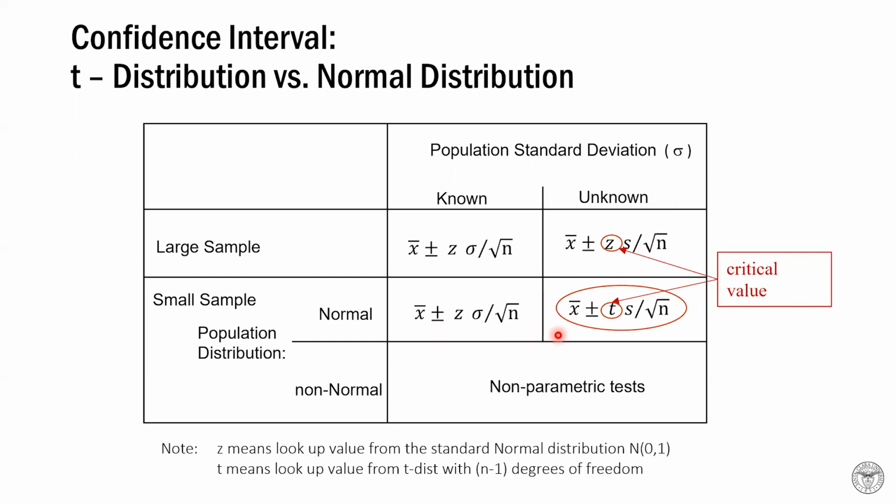If the sample size is small, but we know that the population distribution is normally distributed with unknown standard deviation, then the confidence interval is given by x bar plus minus t value times s divided by square root of n. Of course, if the sample size is small and the distribution is non-normal, then we do not have a good estimate for the confidence intervals.